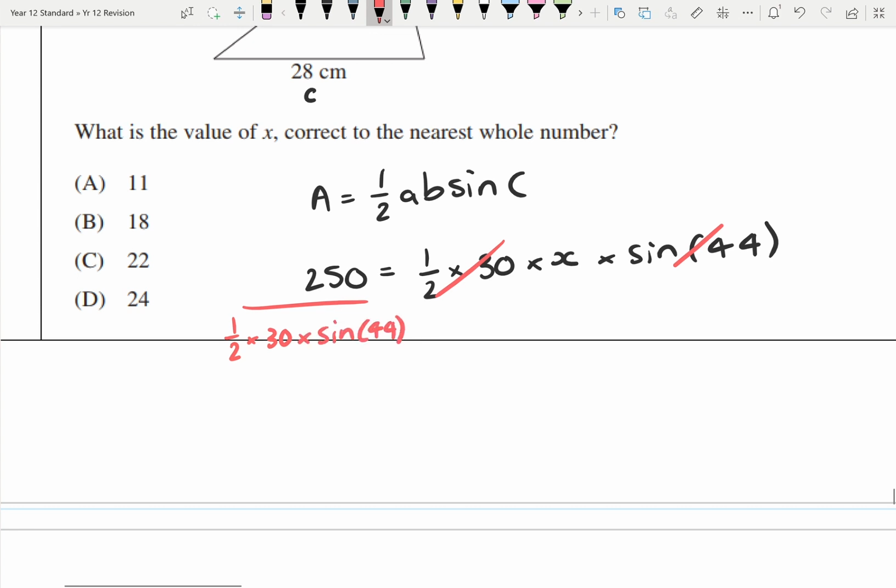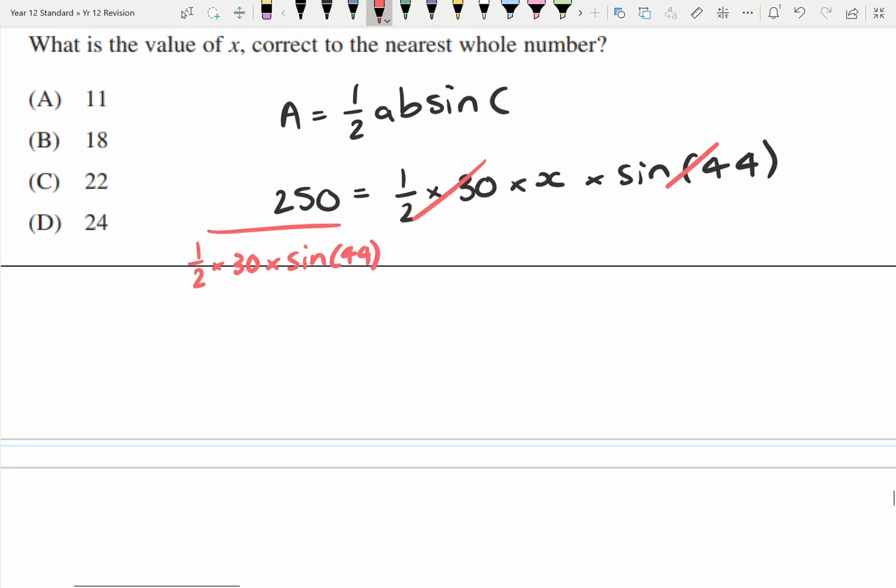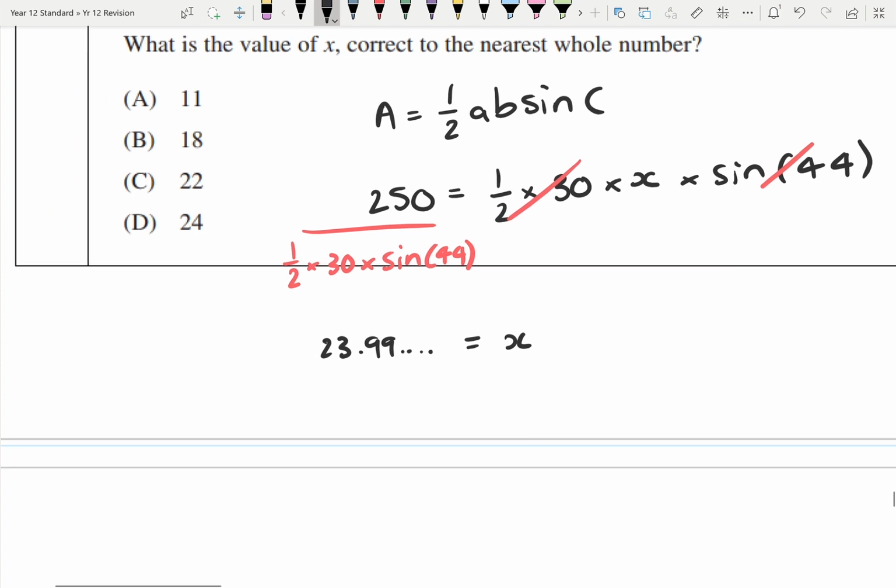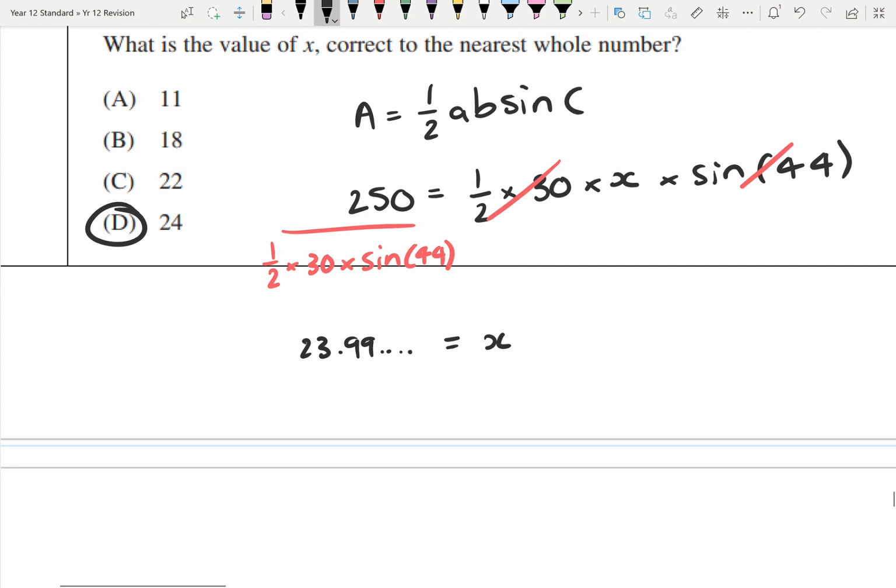I wouldn't try and do too much mental math. I would just chuck that straight into my calculator, that whole left side there, and that will pop out an answer of 23.99, and it goes on for a bit. And remember, we're finding x. Closest answer there, 24. Lovely.